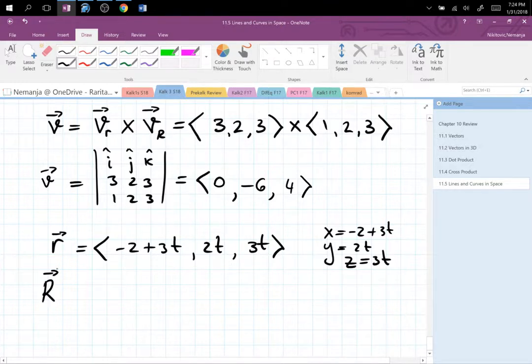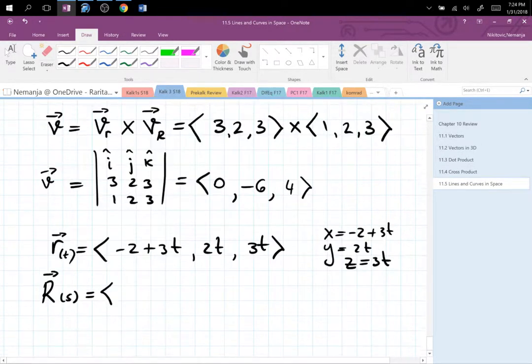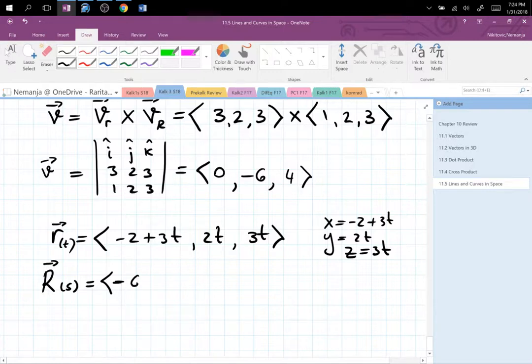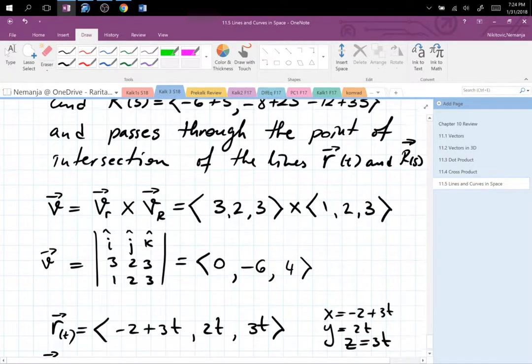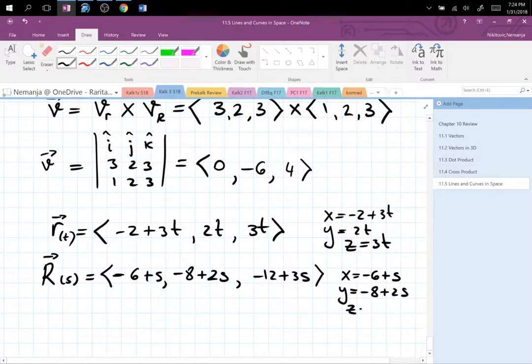From the capital R, which is in terms of s parameter, I am extracting negative 6 plus s, negative 8 plus 2s, and negative 12 plus 3s, if I remember. So now those are vectors, and look, x is equal to negative 6 plus s, y is equal to negative 8 plus 2s, and z is equal to negative 12 plus 3s.